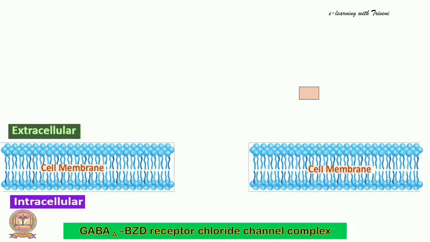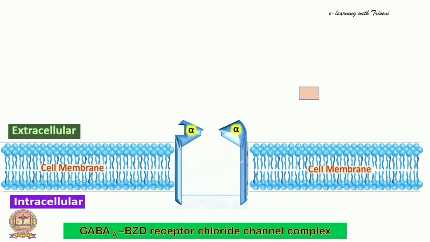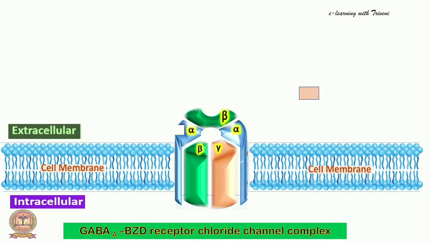So let us see in detail the structural arrangement of the GABAa receptor: 2 alpha subunits, 2 beta subunits and 1 gamma subunit. Initially the channel is closed, which is shown in brown color at the center of the channel. The primary ligand, or primary agonist, to open this chloride channel is GABA, that is gamma aminobutyric acid. GABA is the primary inhibitory neurotransmitter in the central nervous system.